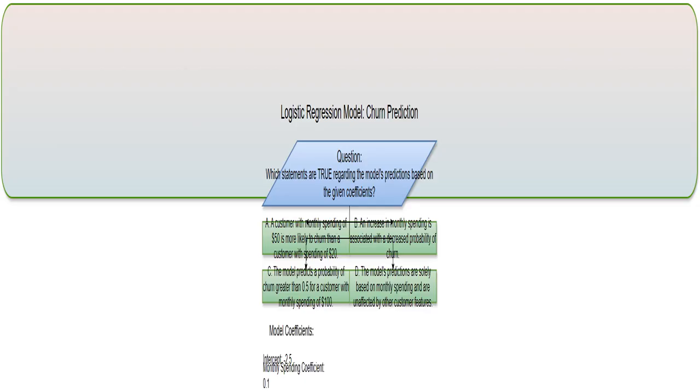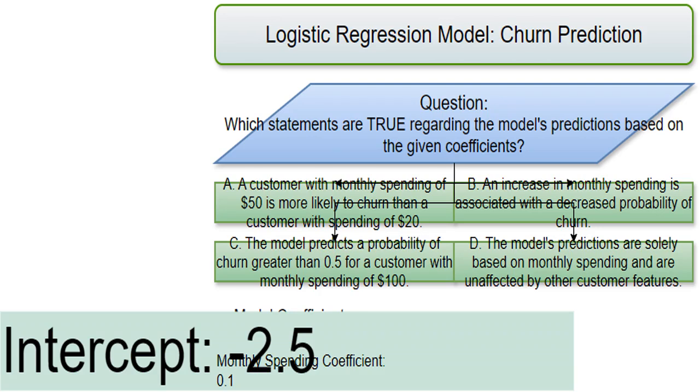This question asks us to determine which statements accurately reflect how the model, using the intercept and coefficient of monthly spending, predicts churn based on customer spending data. This is the starting point for calculating the log odds of customer churn. Before considering monthly spending, the log odds of churn are -2.5. I will use this value in the logistic regression equation.